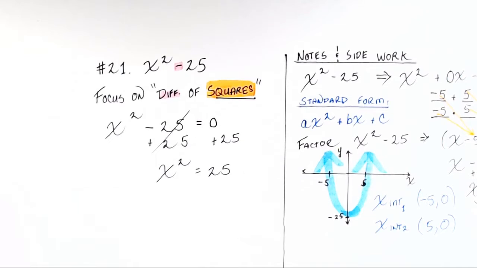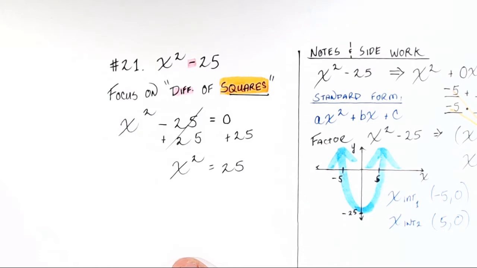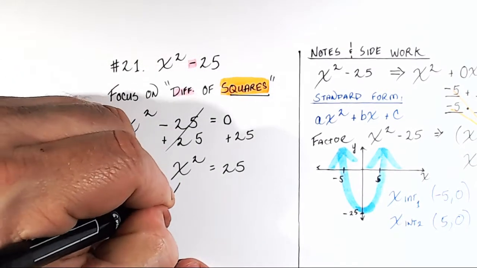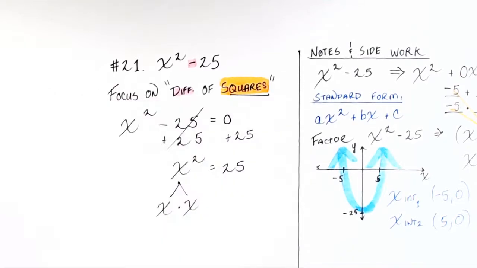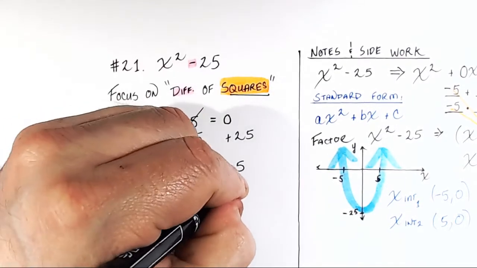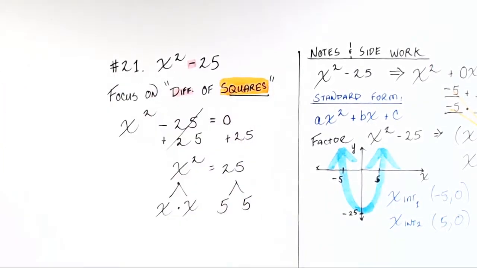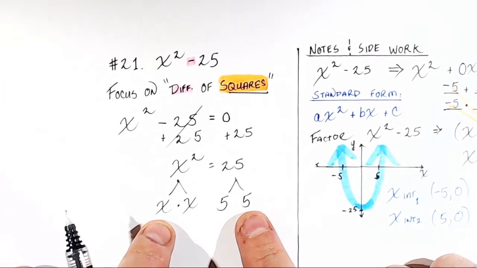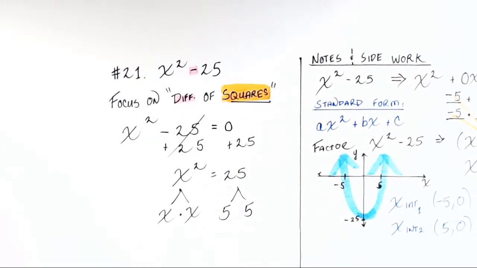Well, what would x be if x squared is 25? Well, before we start taking square roots, because some of you are saying take the square root, let's just take a look at this here. What is x squared if not x times x? And what is 25 if not 5 times 5? So there's your squares. 25 is 5 squared, right?